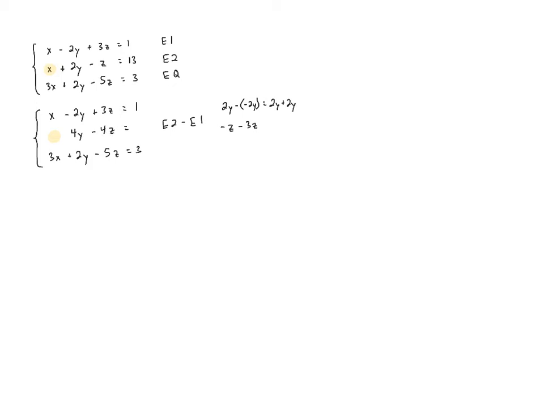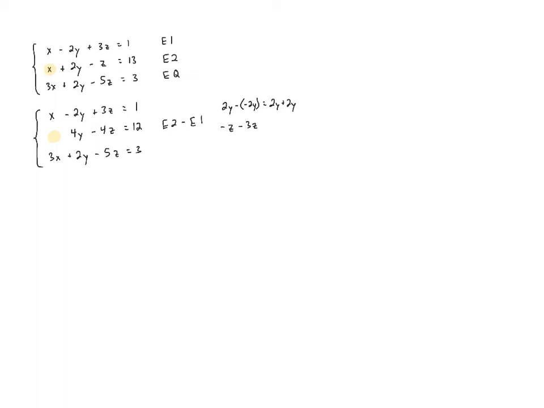And then we're going to do the same on the right-hand side. We're taking equation 2 minus equation 1. So we've got 13 minus 1, which gives us 12. So we've just completed our first row operation. And what that's done for us is it's gotten rid of one of the terms, and we're slowly making our way towards triangular form. Let's look now at the next term that we want to eliminate.